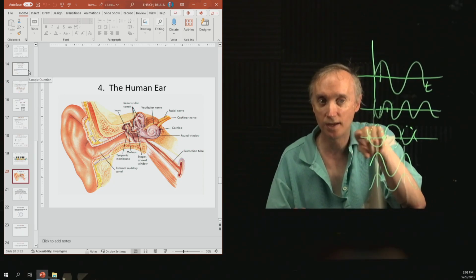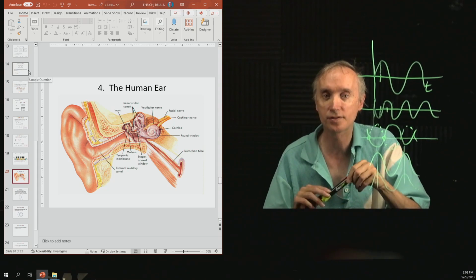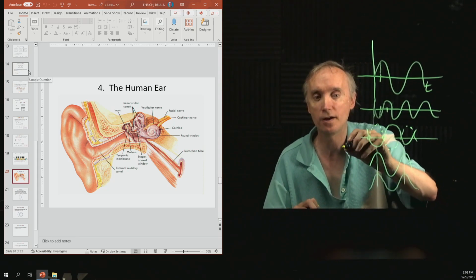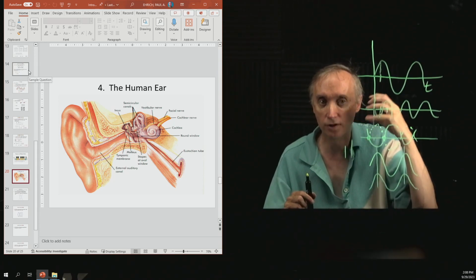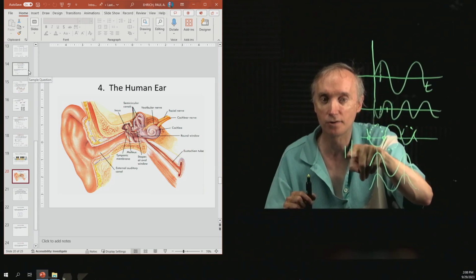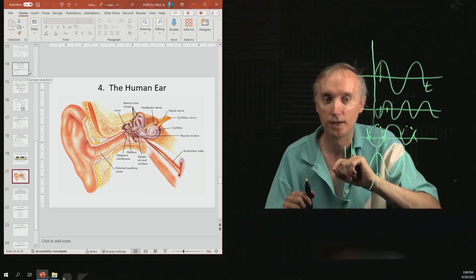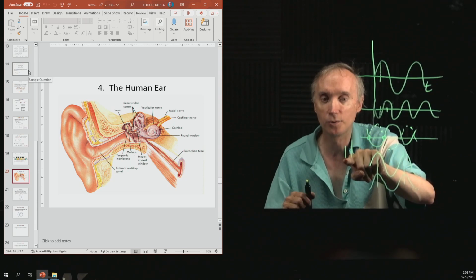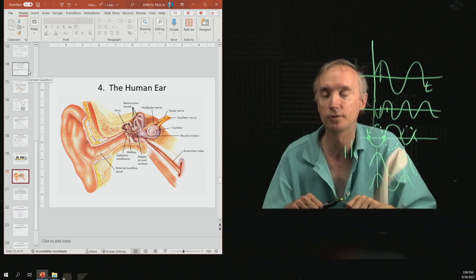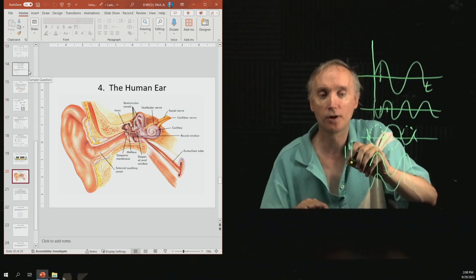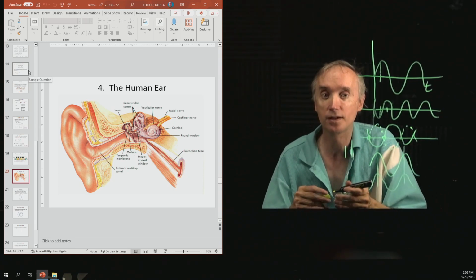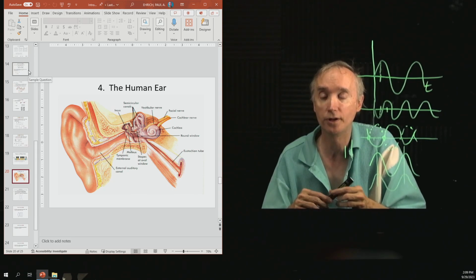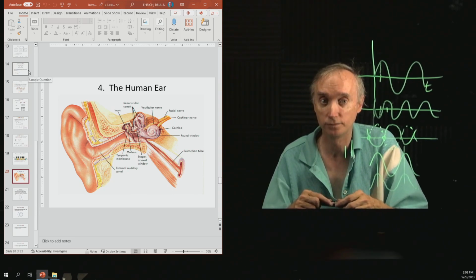That's the snail looking thing, and in that snail thing are hairs that vibrate. As the vibrations go through the ear, it causes these hairs to begin to vibrate, and each hair goes with a different frequency of sound. As it vibrates, it makes electricity, and then the electricity goes down the auditory nerve to the brain.